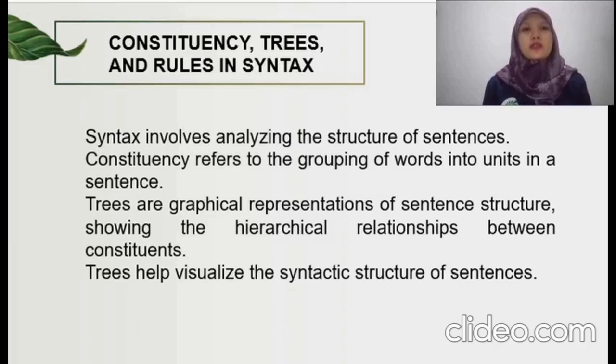Constituency refers to the grouping of words into units in a sentence, while trees are graphical representations of sentence structure, showing the hierarchical relationships between constituents. Trees will help us to visualize the syntactic structure of sentences.